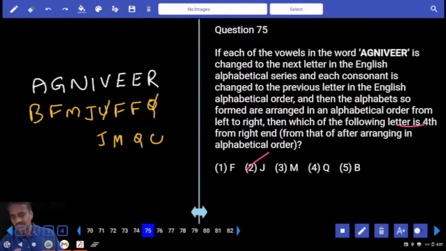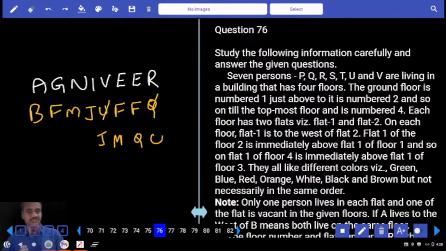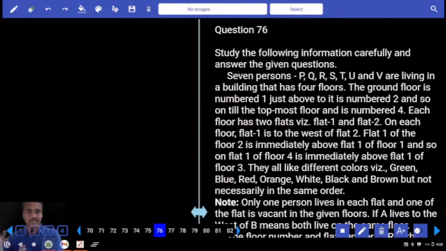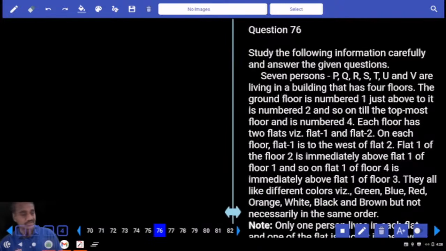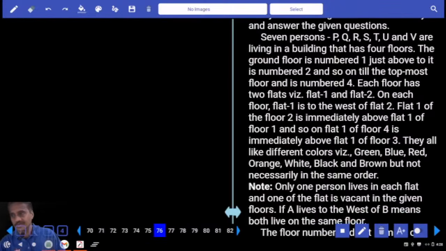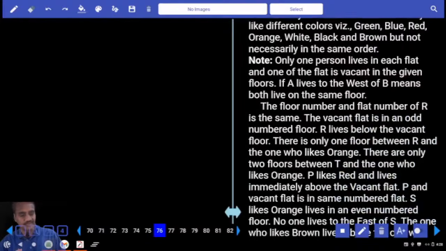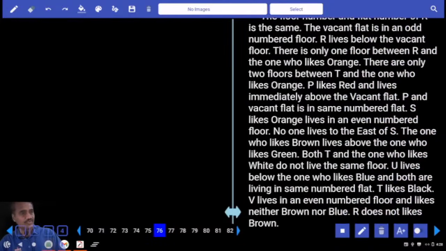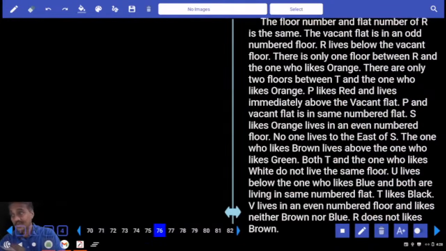Then 76 onwards. Now in question number 76 onwards, there are 7 persons living in a building that has only 4 floors, and 1 floor is vacant. This is my second priority. With a vacant floor, we can't say, there could be some difficulty. With that information and lengthy information, it is definitely under the second priority.